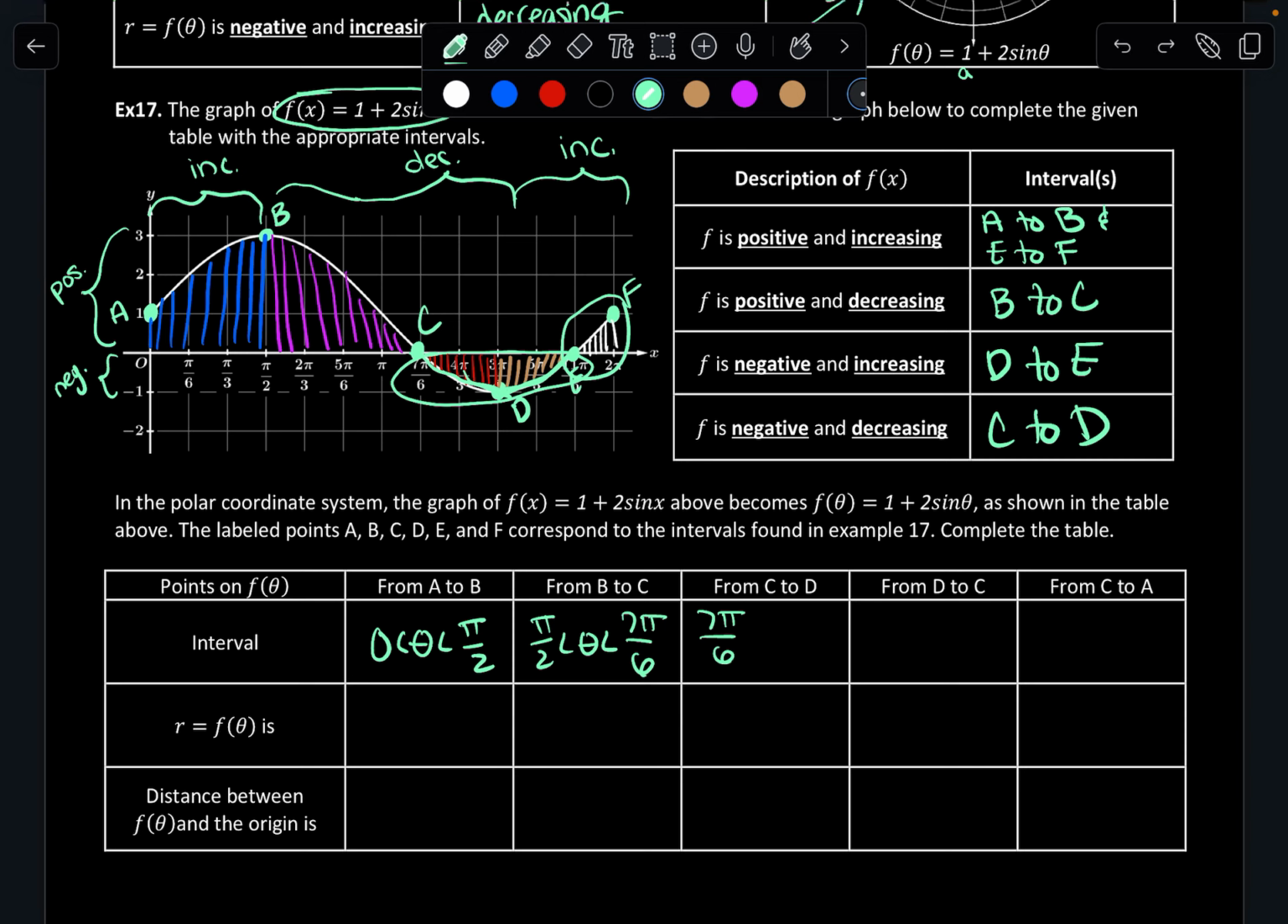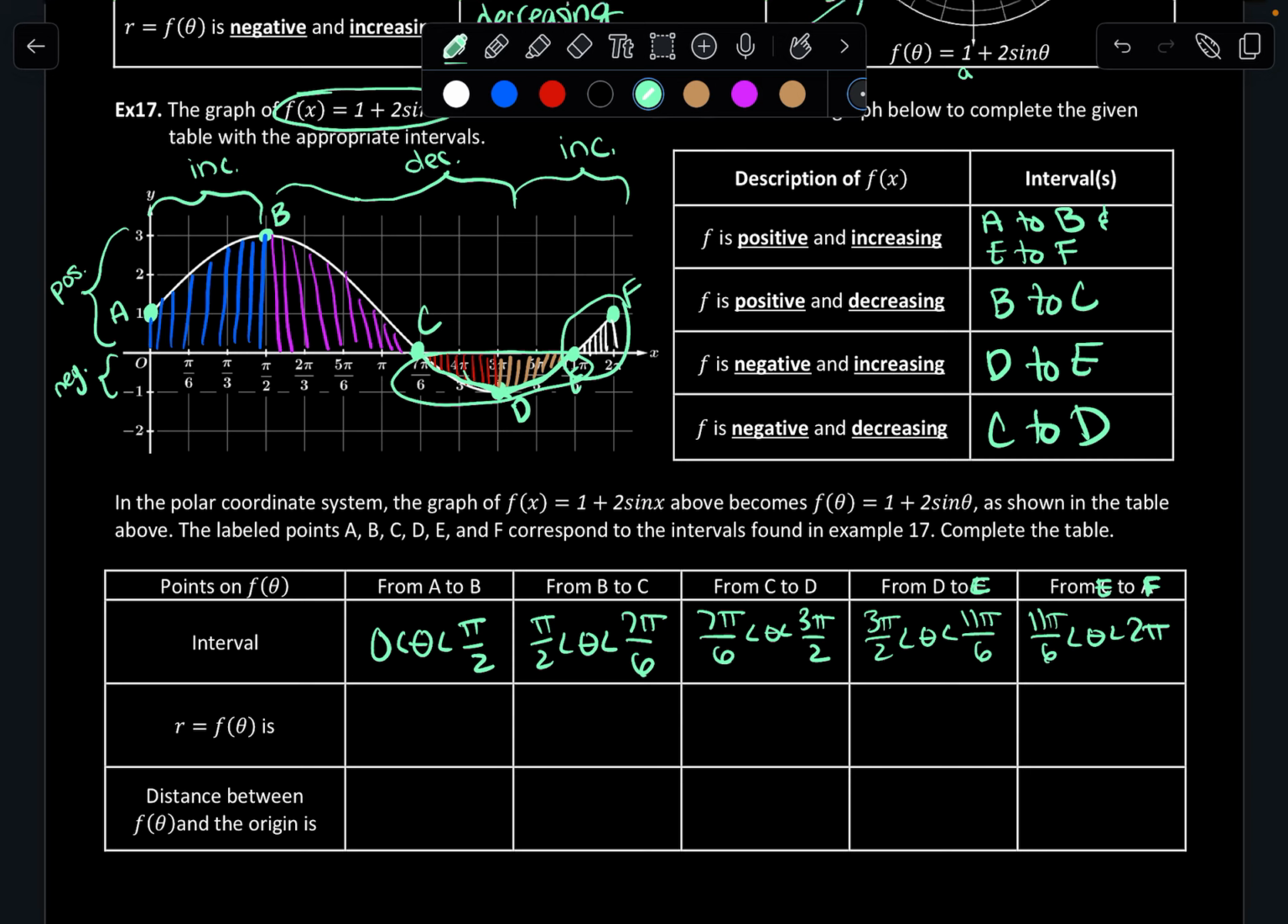Whoops, let's write that in inequality notation. And then D, that should say D to E. Sorry about that. D to E will be 3 pi over 2 is less than theta, which is less than 11 pi over 6. And then that should say from E to F, which is also A in our polar graph, will be 11 pi over 6 to 2 pi.